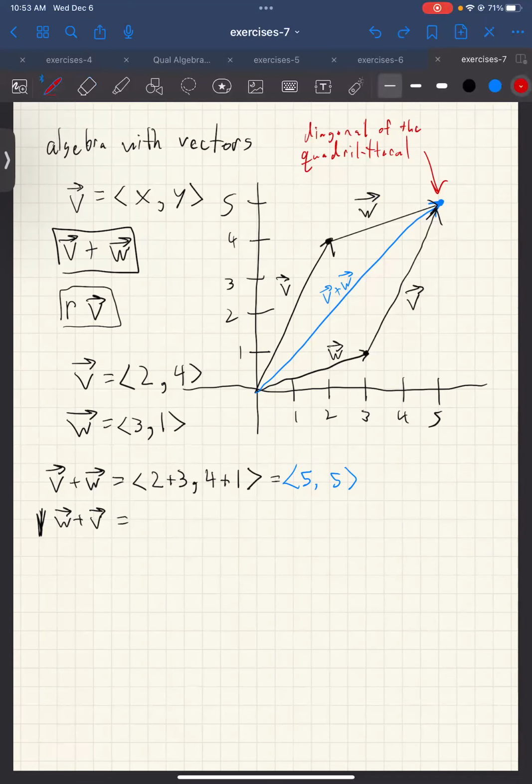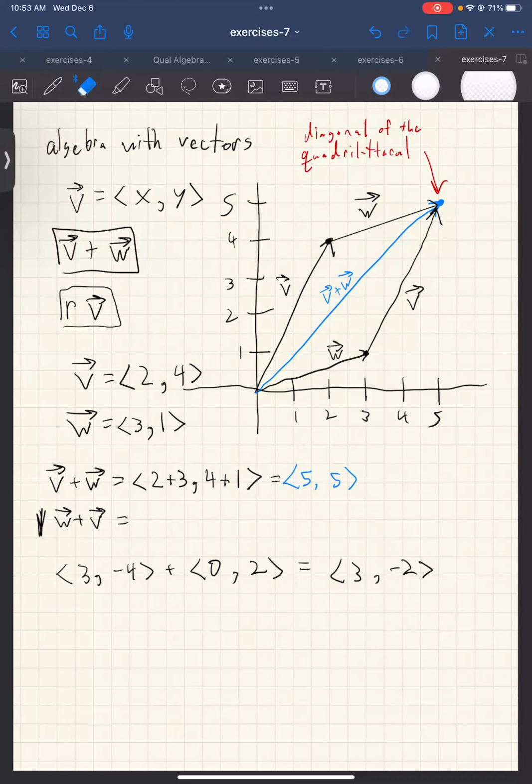But literally speaking, when we add two vectors together, we are just adding the x's and the y's. So what is the vector 3, negative 4 plus the vector 0, 2? Well, 3 plus 0 is 3. Negative 4 plus 2 is negative 2. We just add the components. It is that straightforward.